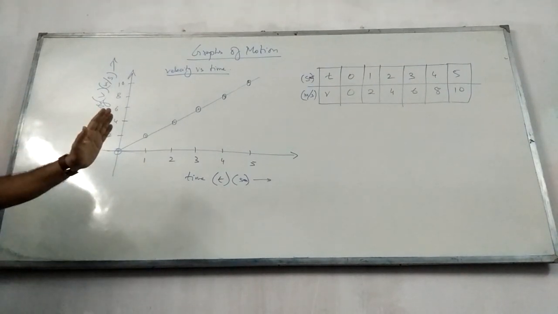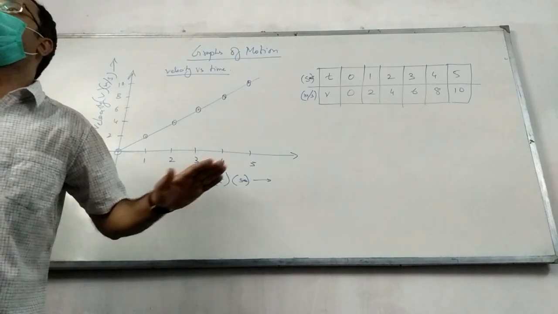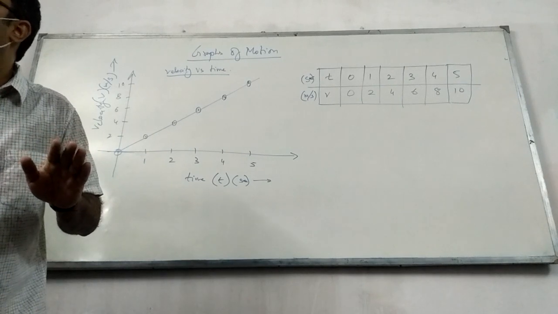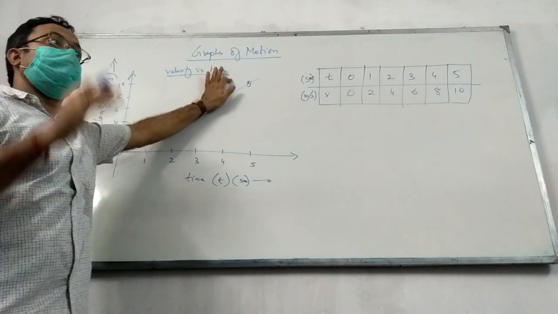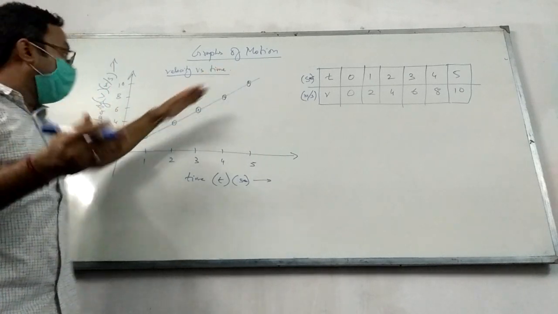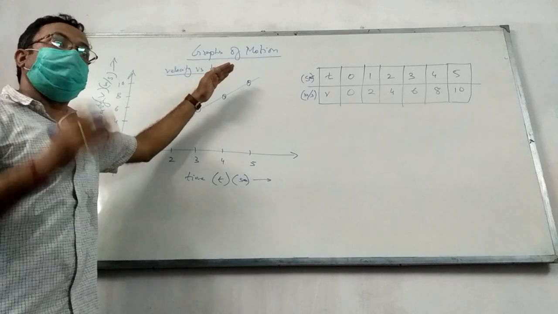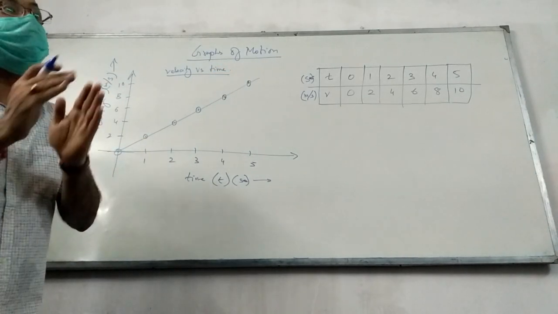Is that clear? Is that graph? See again you are getting a straight line, but you cannot say this is uniform motion. Why? Because this is not a displacement versus time graph. This is what? Velocity versus time graph. So since it is a velocity versus time graph, and you are seeing that with every instant of time the velocity is changing, that means it's a non-uniform motion. True, but its acceleration is uniform.